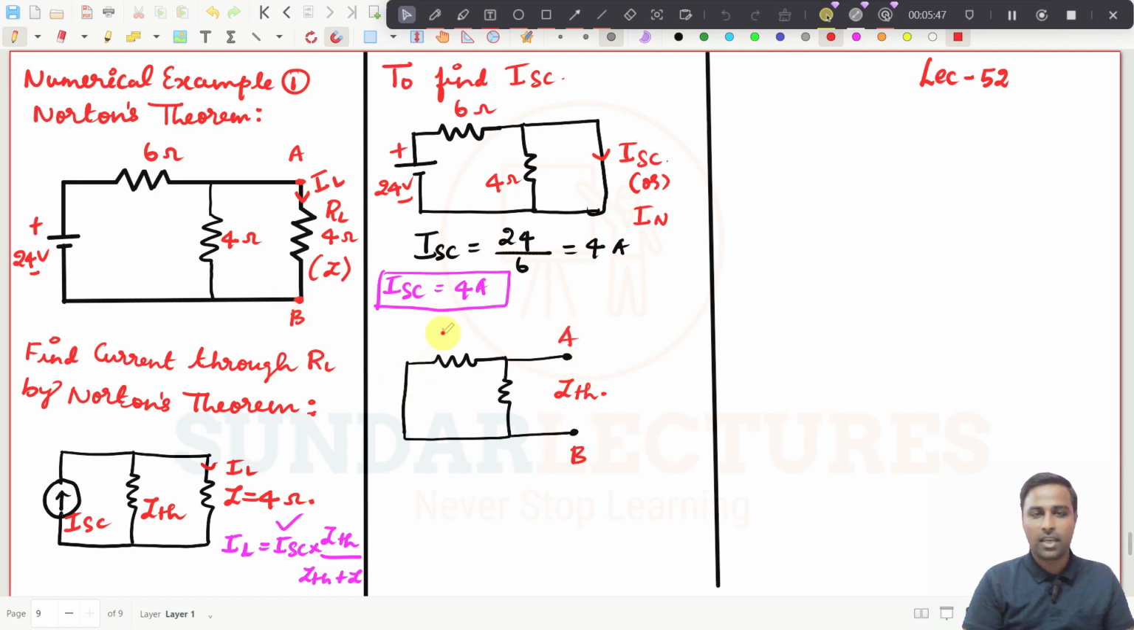We need to find the equivalent impedance, and here it is resistance, so we will call it a resistor. Now you see how these two resistors are connected. Both ends of both resistors are connected, so obviously these two resistors are connected in parallel. So ZTH will be equal to 6 into 4 divided by 6 plus 4, that is 24 divided by 10. So obviously it will be what?